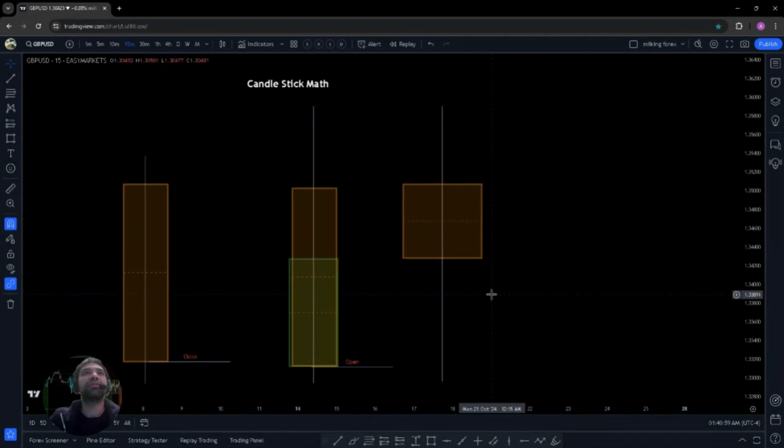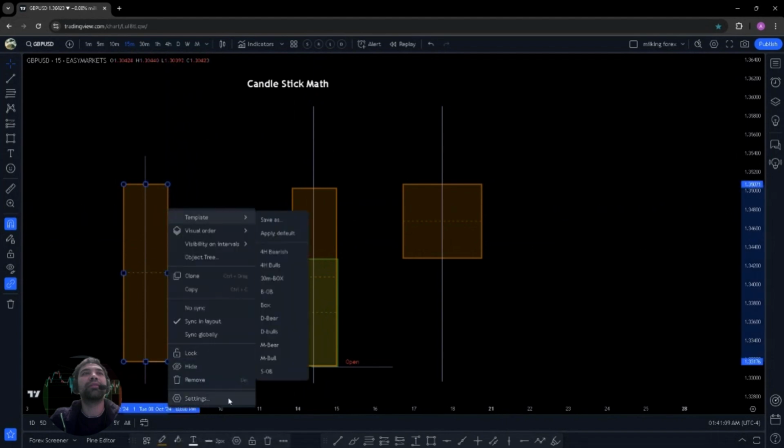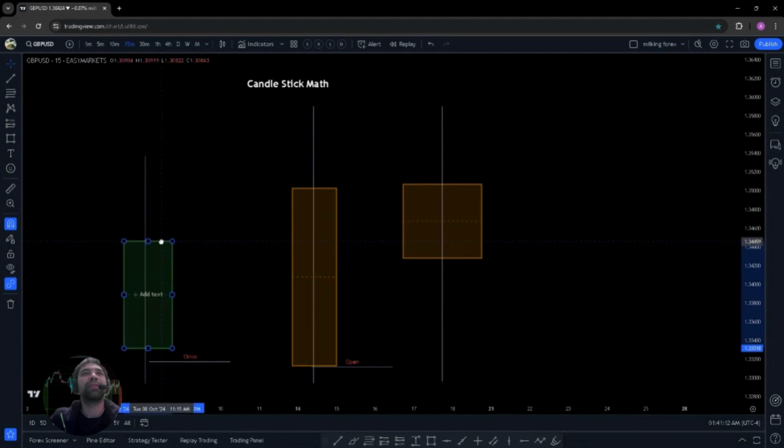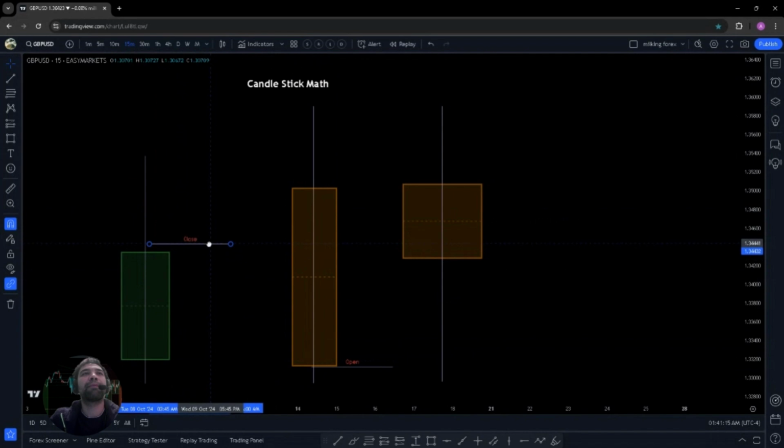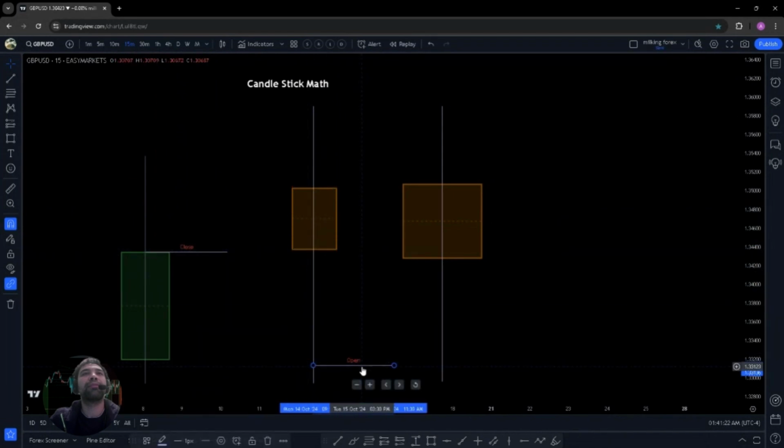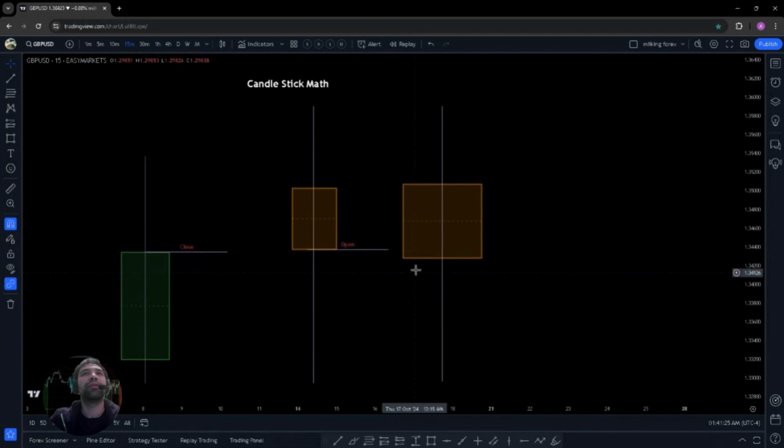So for example, guys, this is 1 month time frame, and let's consider it like that. This is the closing, and this is the open, right?